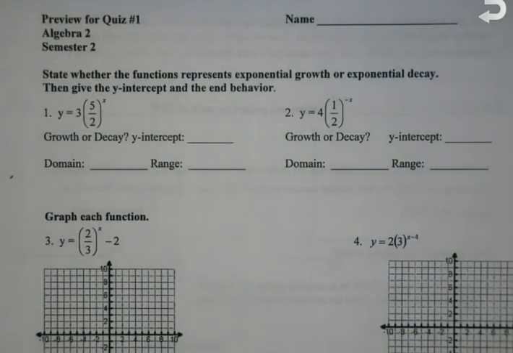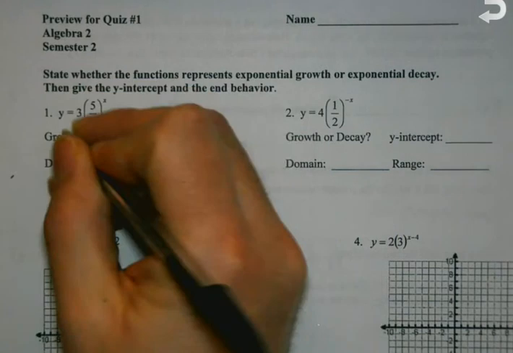So, let's take a peek here. Let's see what we've got. State whether the functions represent growth or decay, then give the y-intercept and the end behavior. Okay. Now, let's see what we got working here. First things first. Growth or decay? So we should be able to do that without punching it in. Right. Now, how did you know it was growth?